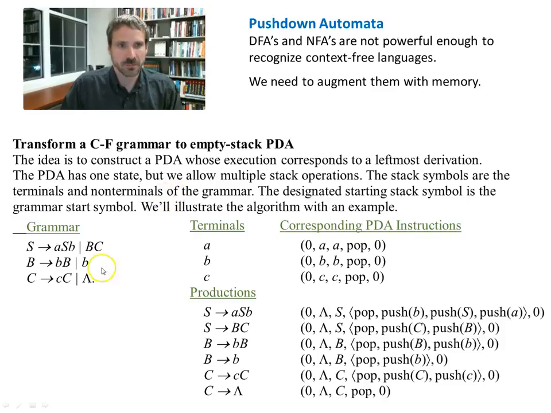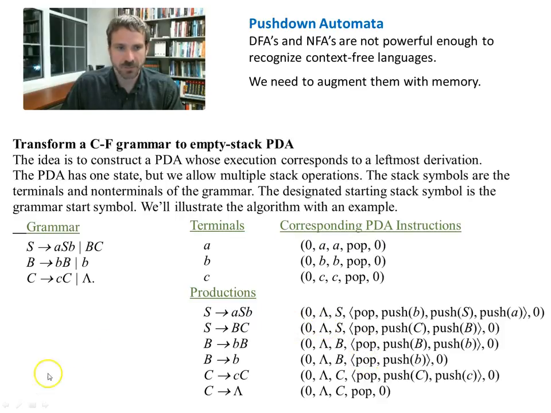So here's the idea. This is the grammar over here. And again, remember the difference between context-free and regular grammar. You should be able to identify the differences. So we write down what the terminals are, and then we can come up with the PDA instructions that correspond to these different things over here. So here are the different productions. We want to write them all out in this way. And we just convert them.